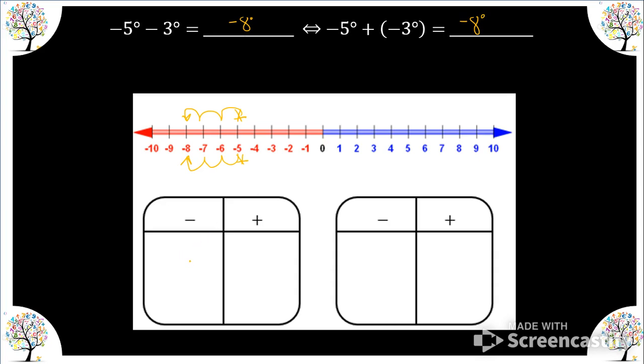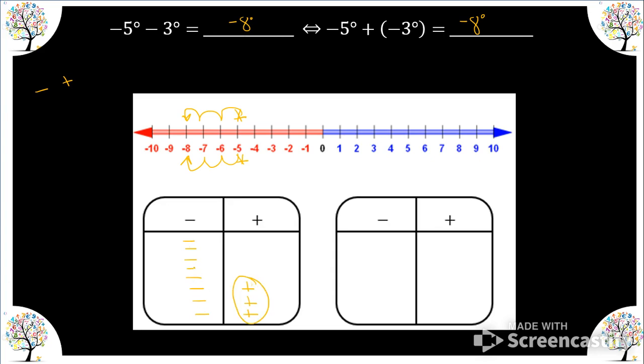We can see this with our integer tiles. So we have negative 5, and we're going to take away 3. We don't have any positives to take away, so what we do is create a zero pair. If we have a negative and a positive, that really is the value of 0. So I need to have 3 positives, so we're going to create 3 zero pairs. And now we are going to take away 3 of those positives. And what do we have left?